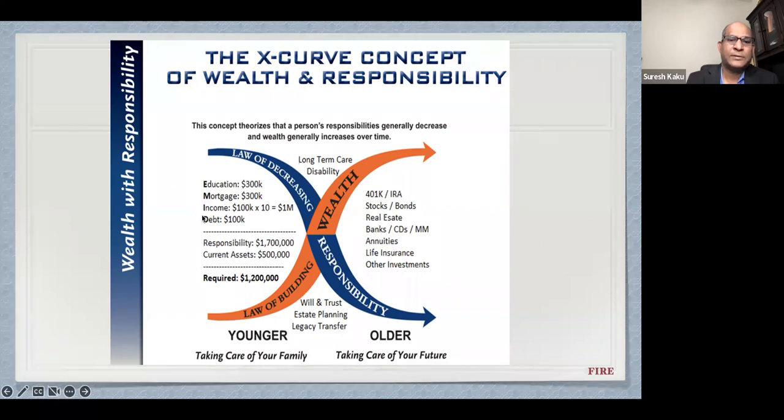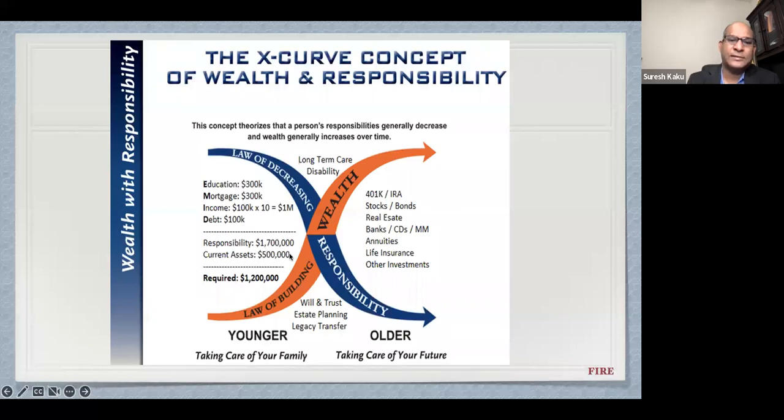DIME method. This guy has a debt of about 100K, student loans, credit card loans, or car loans together. Then he makes about 100K, and the rule of thumb is to have 10 times the salary, which is about $1 million. Then he has a remaining mortgage of about $300,000. Since he has 2 kids, it would cost about $300,000 for education. So if you look at everything together, it's about $1.7 million.